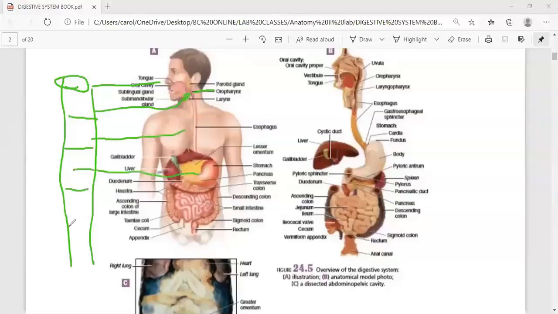What is this part of the tube? Well, this part of the tube is going to be the intestine right here, small intestine. What is this part of the tube? What is the large intestine? This intestine right here. And what is this part right here? This is the anus right there.